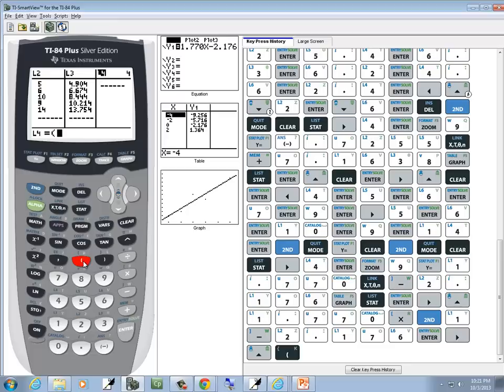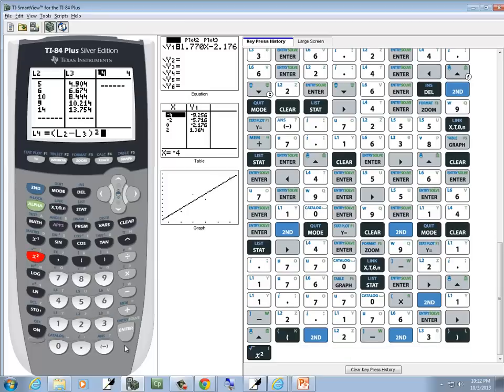So I'll do a beginning parentheses. Y we said was in L2, so I do second 2, minus Y hat, which was in L3, so I do second 3. Closing parentheses, squared. And then press enter. So these are squared residuals. So it's in L4, so keep that in mind.